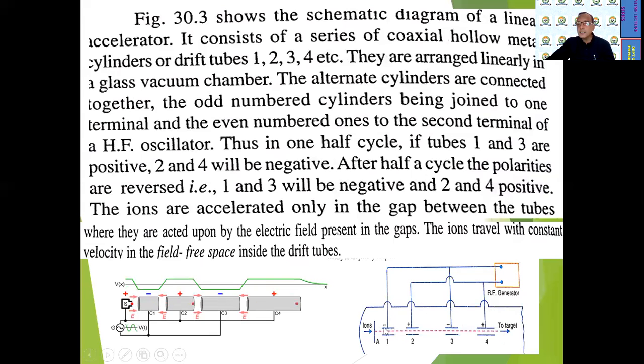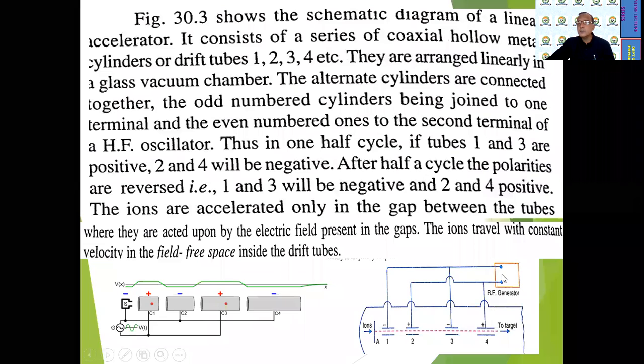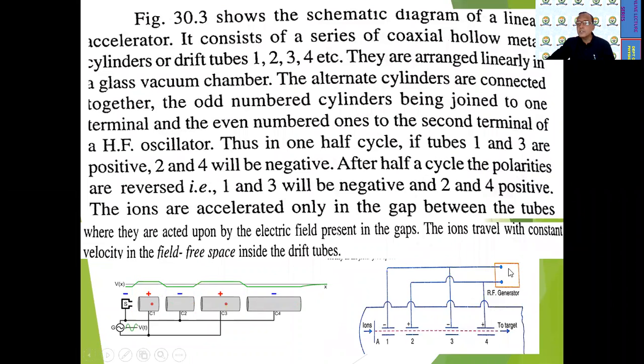Alternate cylinders are connected together and negative terminal is connected to the one end of the high frequency resonance generator and positive terminals are connected. यानी कि यहाँ से 1, 3, 5 को एक जगह लिए, उसका एक वायर निकाले, 2, 4, 6 को एक जगह लिए, उसका एक वायर निकाले, दो वायर निकले, दो वायर इसको ले जाके कनेक्ट कर दिए. The alternate cylinders are connected together.